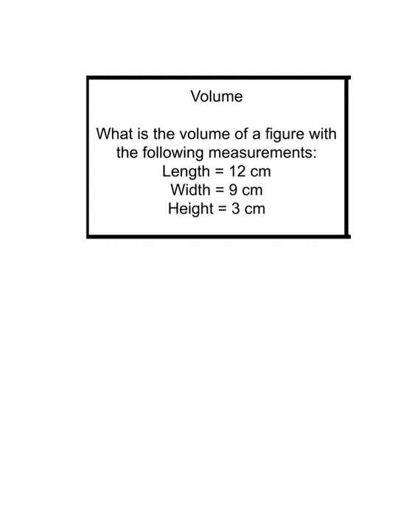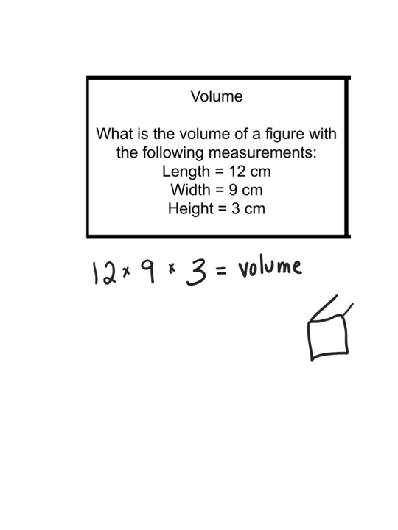Next, let's do our volume problem. We're going to multiply the length times the width times the height. And the total, once I've multiplied all of that, will be the volume of this figure. So when you think of a figure like this, think of a rectangular prism. And it has a length of 12, a width of 9, and a height of 3. So 12 times 9, oh gosh, you know what? I don't want to do it that way.